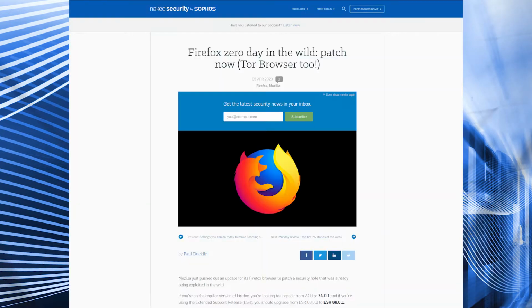Firefox 0 day in the wild. Okay, so I'm not going to pick on Firefox today. All major browsers have vulnerabilities. Look, the bigger and more popular an application is, the more hackers are going to be looking at it. So Firefox, Safari, Chrome, Explorer, etc. constantly have hackers looking at them. And all of these companies spend a lot of time trying to make sure that they're patching.